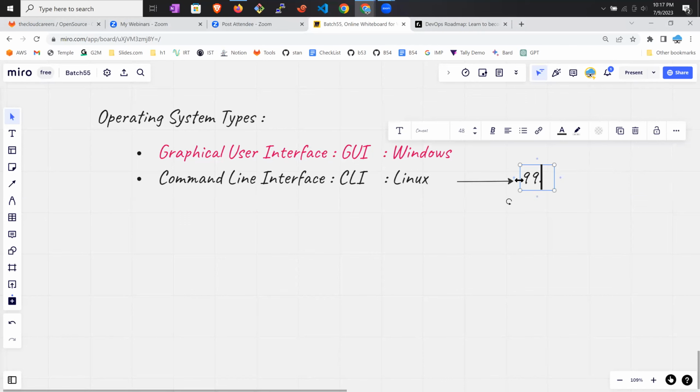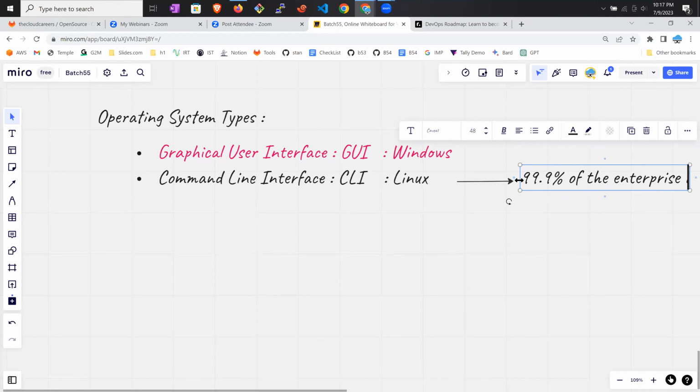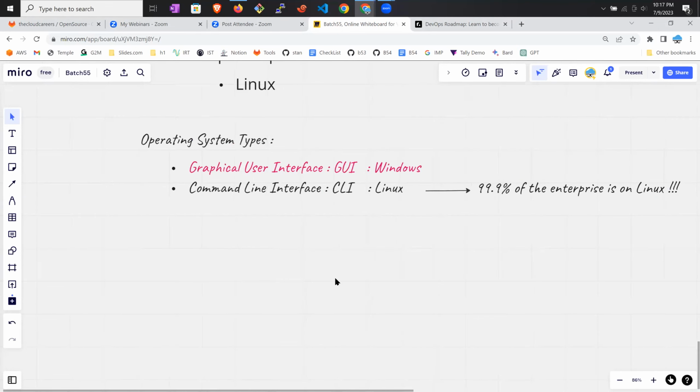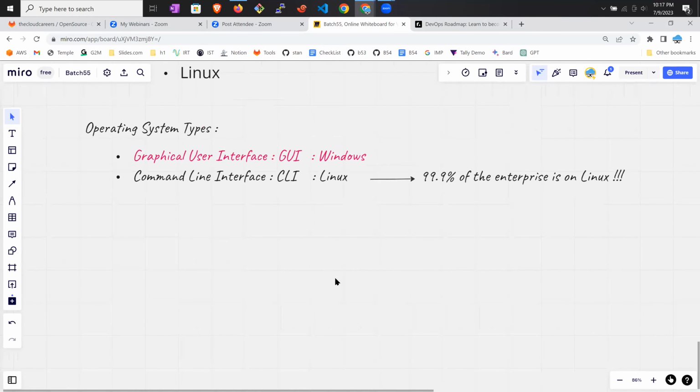What if I say 99.9% of the enterprise infrastructure is on Linux? Do you believe that? This is 100% true. 99% of the world's enterprise infrastructure is on Linux. And that's the reason we need to start with Linux learning. Okay, I can show you the proof.